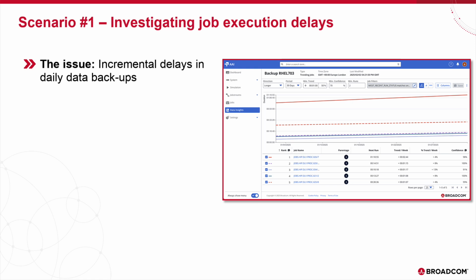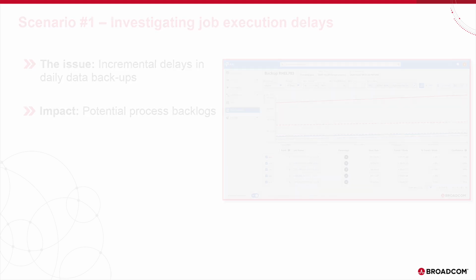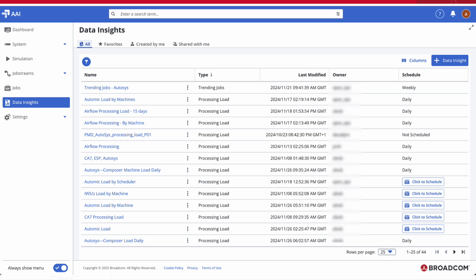Alex knows the machine that runs the jobs that trigger daily backups was up for maintenance recently. She needs to analyze how the jobs have been performing on this machine over the past month to avoid potential backlogs. Alex starts by creating a new data insight by clicking on the Add Data Insight button on the Data Insights list page.